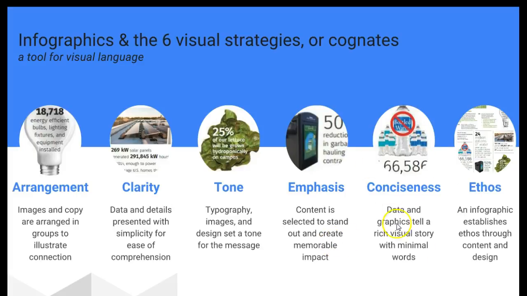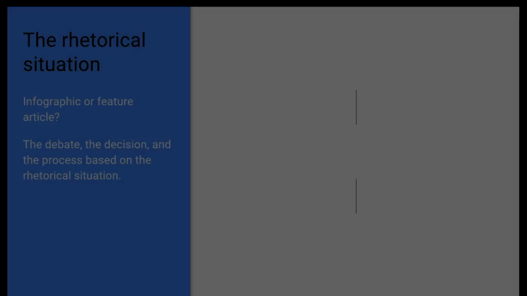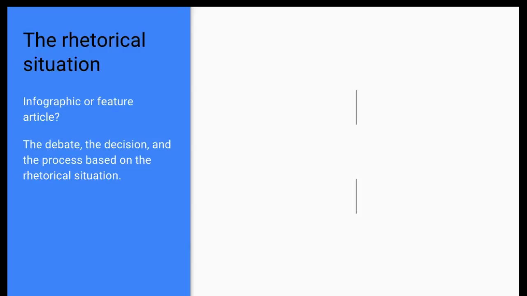You may find that copy needs to be shortened for conciseness and space, and you'll find that the entire infographic together creates ethos through all the design choices that you make. So how did we make the decision between an infographic and a 1,200-word feature article? We looked at the rhetorical situation.